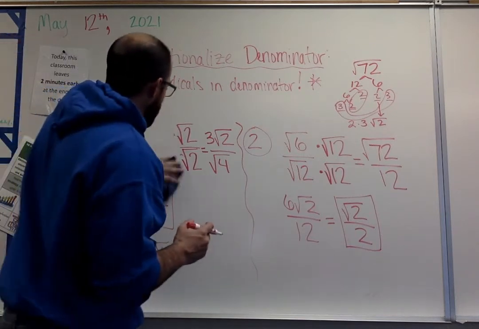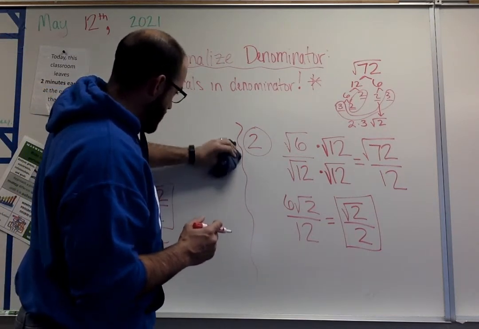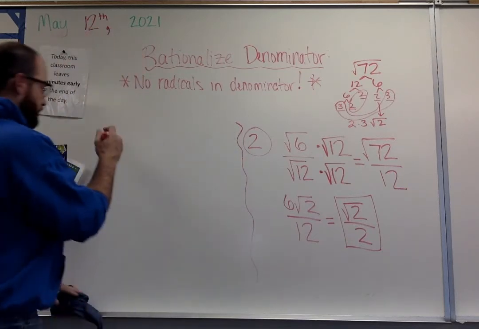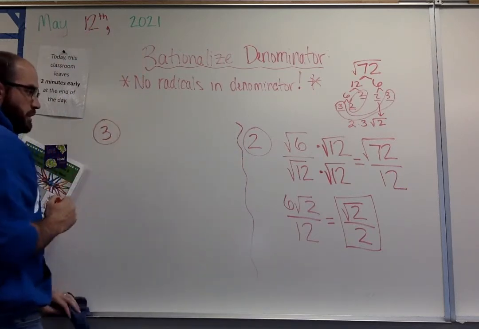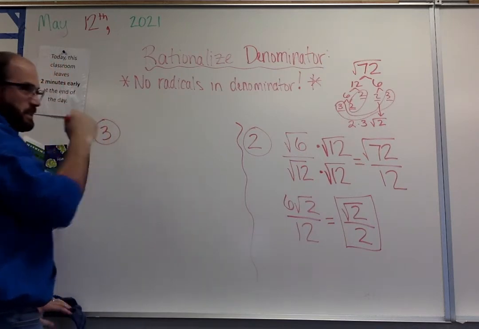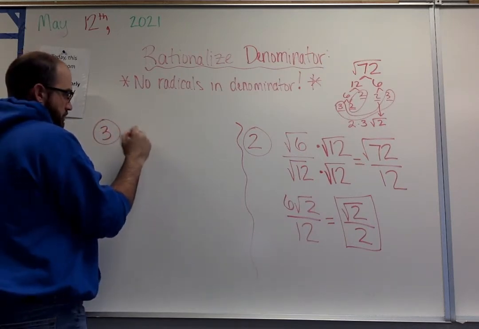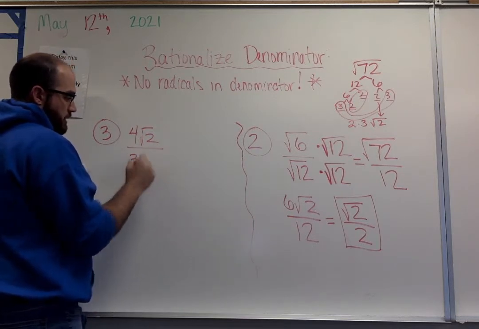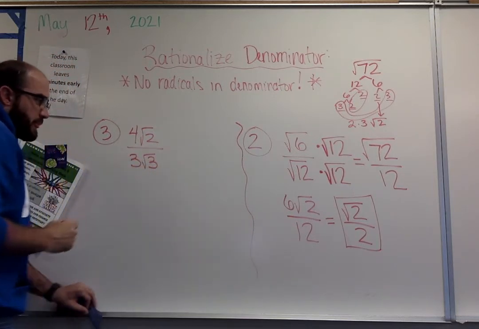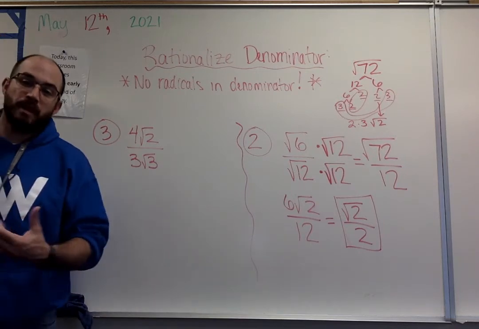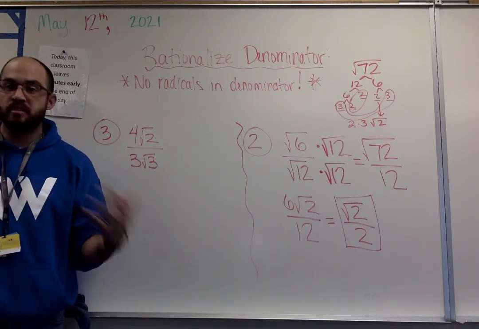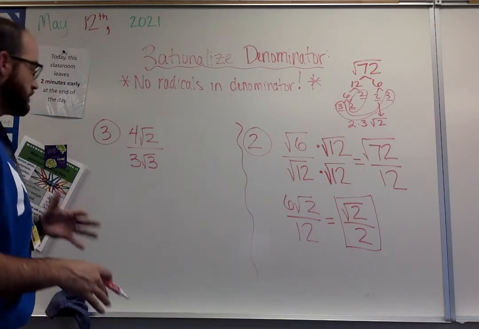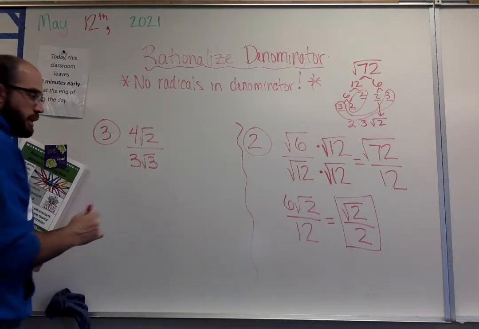I'm going to show you one last one, a third one here, briefly, and then we'll let you guys give this a shot yourself. So number 3 here, real quick. If I had, let's say, 4 square root of 2 over 3 square root of 3. Okay? So now what happens when I have numbers in front of these? Same process, okay? There's nothing really changing with what we're actually doing. We just might have one extra step when we multiply, okay?